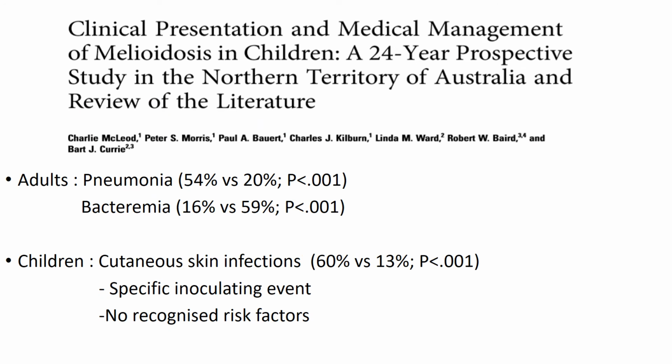Clinical presentation and medical management of melioidosis in children. In this 24-year prospective study, adults actually had pneumonia in 54% and bacteremia in 16%, versus children who had mostly cutaneous skin inoculation in 60%. And usually these cutaneous inoculations were more specific inoculating events, and most of these children had no recognizable risk factors. This is in contrast with adult patients who have all the risk factors, right?